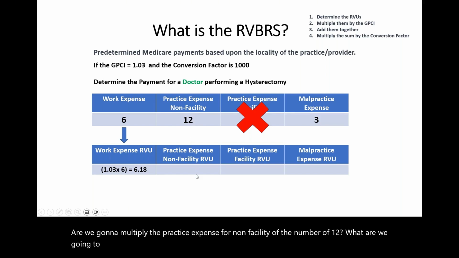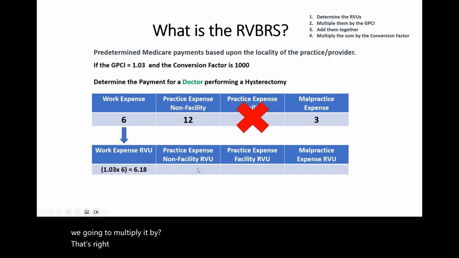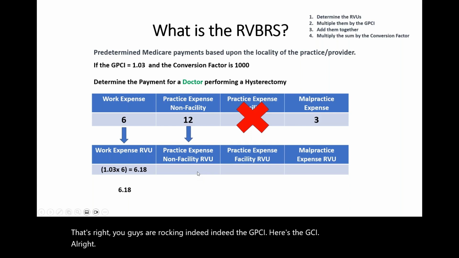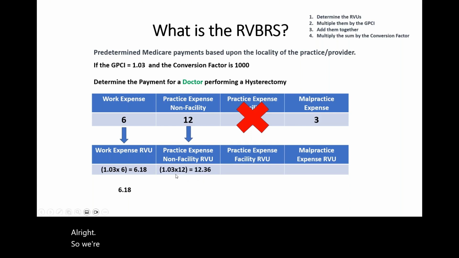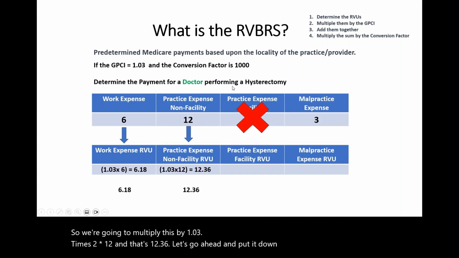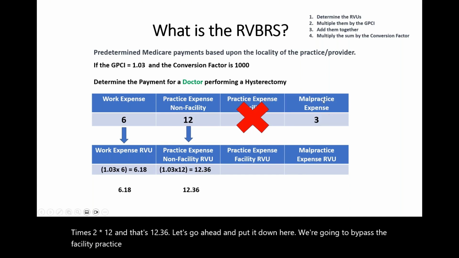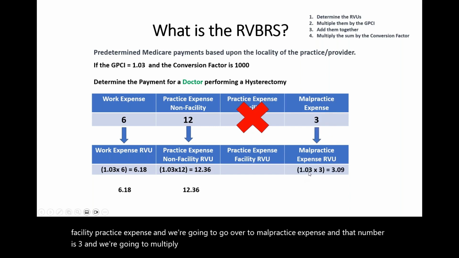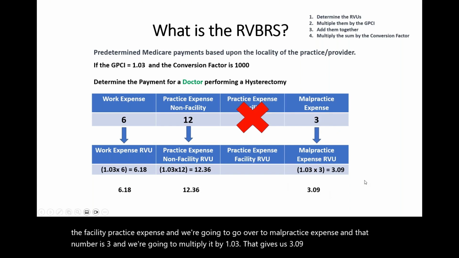What are we going to multiply the practice expense for non-facility, the number 12, by? That's right. You guys are rocking. Indeed, the GPCI. So we're going to multiply 1.03 times 12, and that's 12.36. Let's go ahead and put it down here. We're going to bypass the facility practice expense, and we're going to go over to malpractice expense. That number is 3, and we're going to multiply it by 1.03. That gives us 3.09.